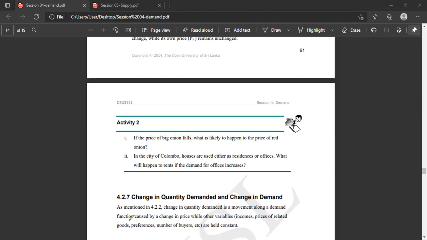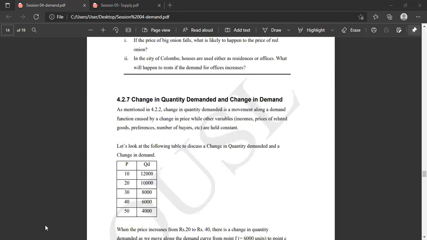Students, are you okay with that change in demand? The demand curve will be shifted whenever the factors other than the price of the same product change. Then see the heading, change in quantity demanded and change in demand. That means we discussed that demand will be shifted when the factors other than the same product change. Now change in quantity demanded and change in demand.